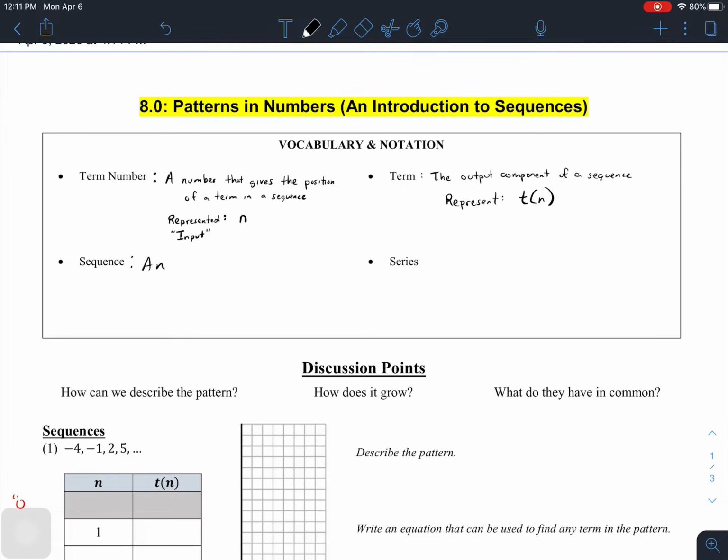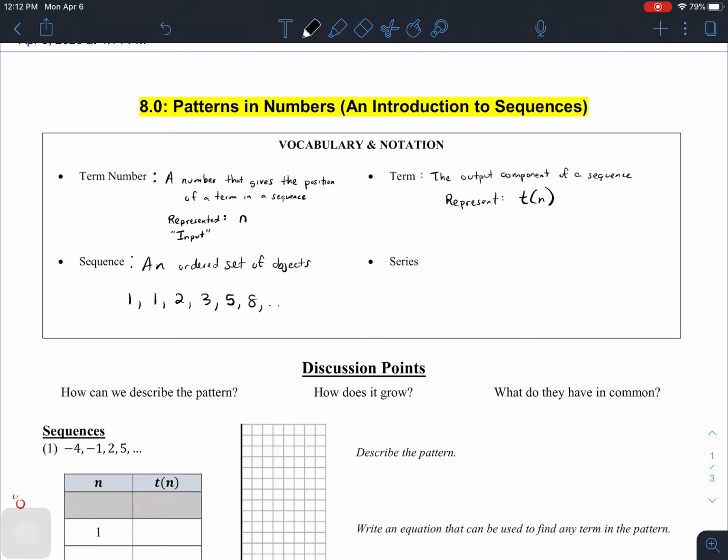So a sequence is an ordered set of objects, and usually the objects that we look at are numbers. One example would be the Fibonacci sequence: 1, 1, 2, 3. What I'm doing is adding the two previous numbers. 1 plus 1 is 2. 1 plus 2 is 3. Then 2 plus 3 is 5. 3 plus 5 is 8. And that goes on and on. So that's a sequence of numbers, separated by commas.